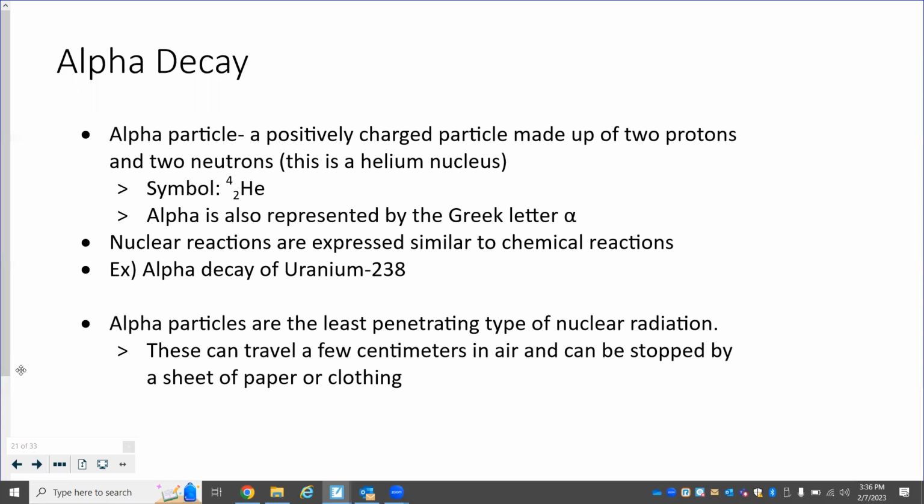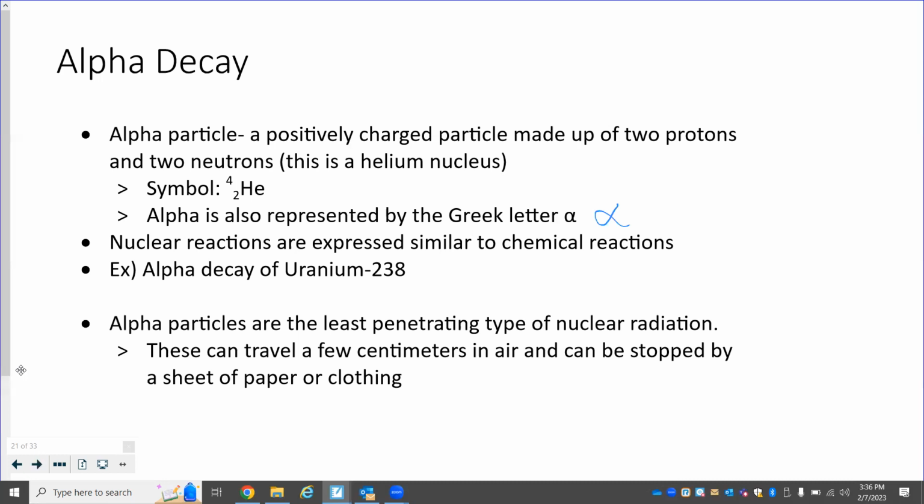So you need to know the symbol for each type of decay. The alpha particle symbol in the AZX form is 4,2He. So it has a mass number of 4, an atomic number of 2, and it's that helium nucleus. Alpha, you'll also see represented as a lowercase Greek alpha, which looks like an A. Sometimes you'll see it drawn looking more like a fish, and that is going to be our alpha.